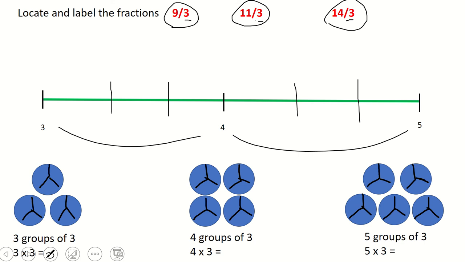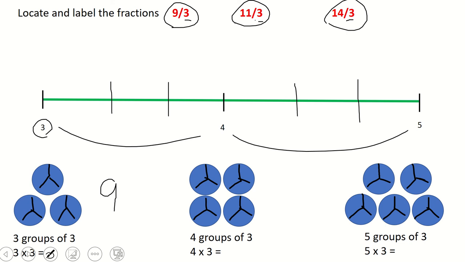Okay, now we have to label. Now this is trickier because we're starting at 3, we're not starting at 0. So I need to find out how many thirds are in 3 wholes. Well, I drew a picture to help me out. I drew 3 whole circles, and I divided each of them into 3 equal parts. And if you look at it, you can see it looks like 3 groups of 3, which we know is 3 times 3 from when we studied multiplication. So 3 groups of 3 is the same thing as 3 times 3, which is 9.